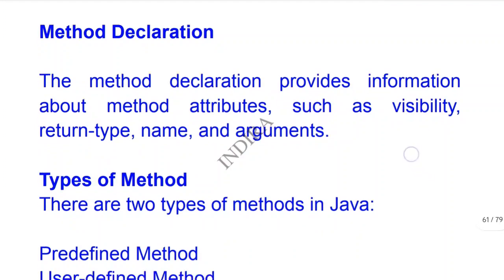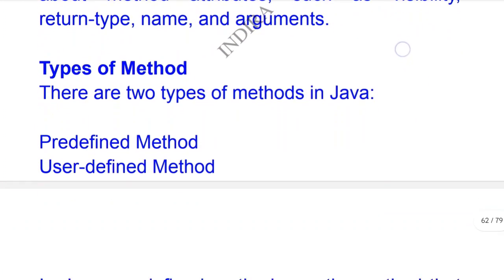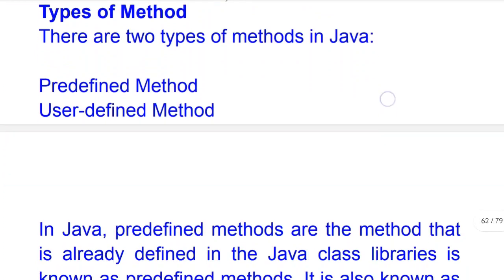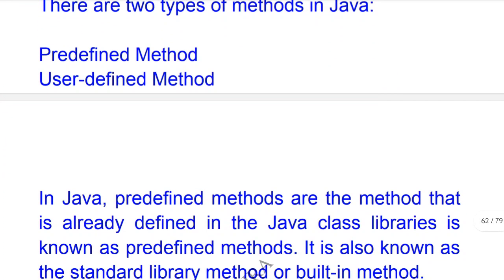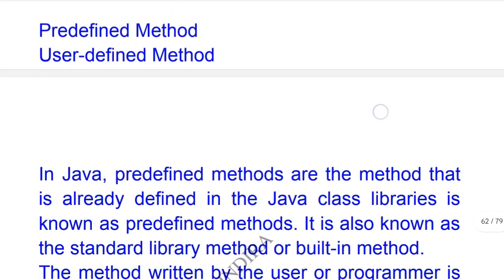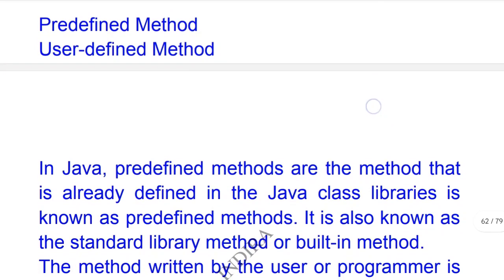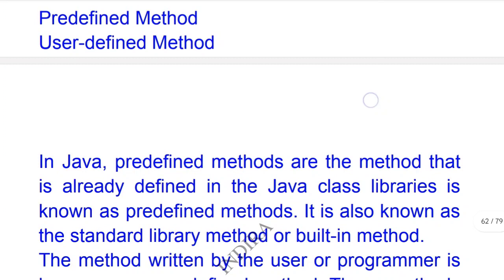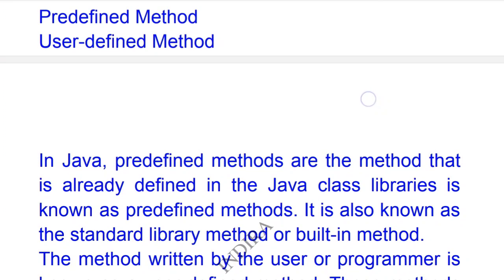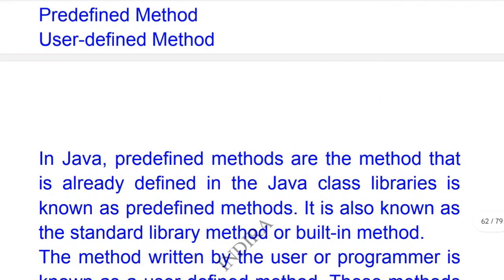So next, types of method. There are two types of methods in Java: predefined and user defined. Predefined is nothing but already defined in the Java class, also known as predefined methods. Here predefined methods are also known as standard library methods or built-in methods, because they are predefined and fixed in Java.